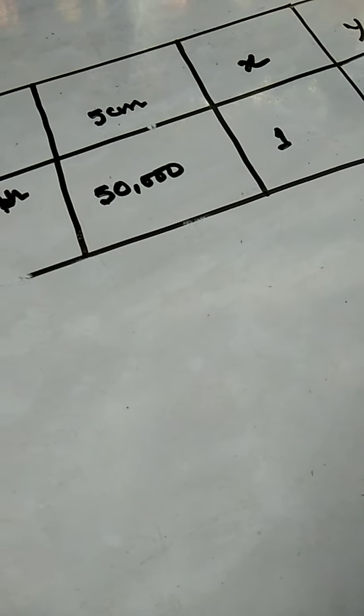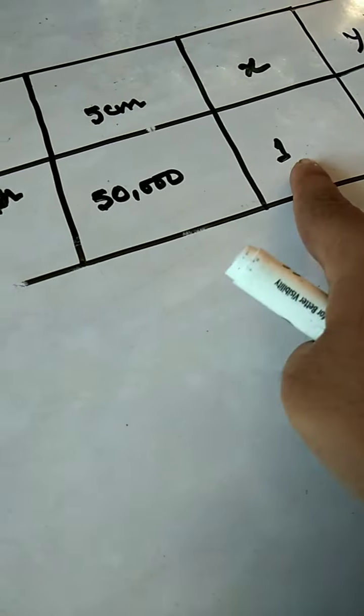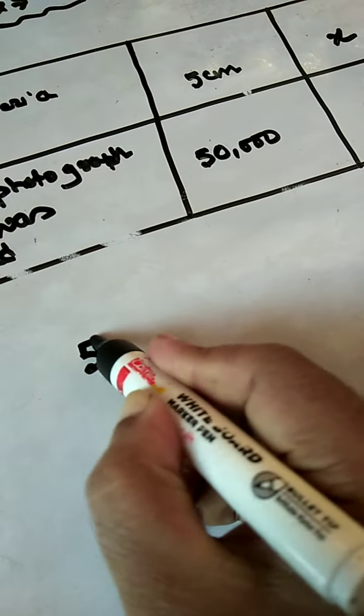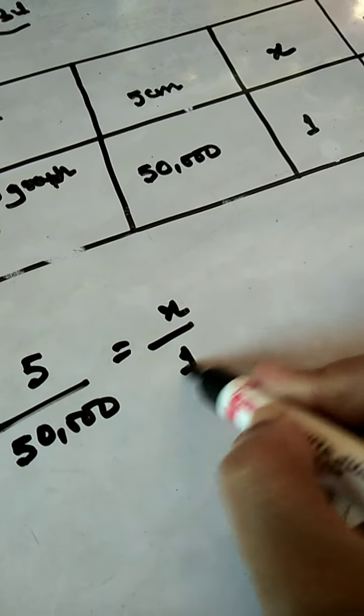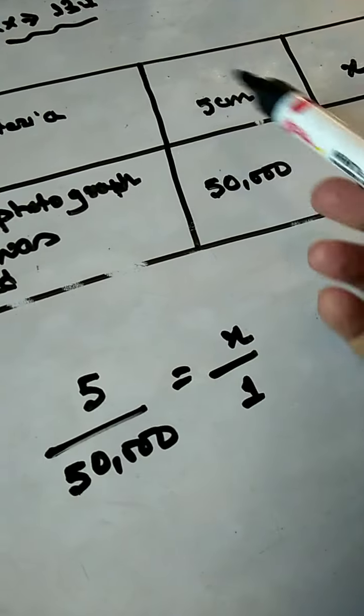First of all we'll solve this part. Because this is a direct variation, it's quite obvious that the more times we enlarge it, the more the length will increase. In this case this is 1, so obviously the actual length of the bacteria would be very small. So what was the rule? We will write this as 5 by 50,000 equals x by 1. This is how we should write in the direct variation.